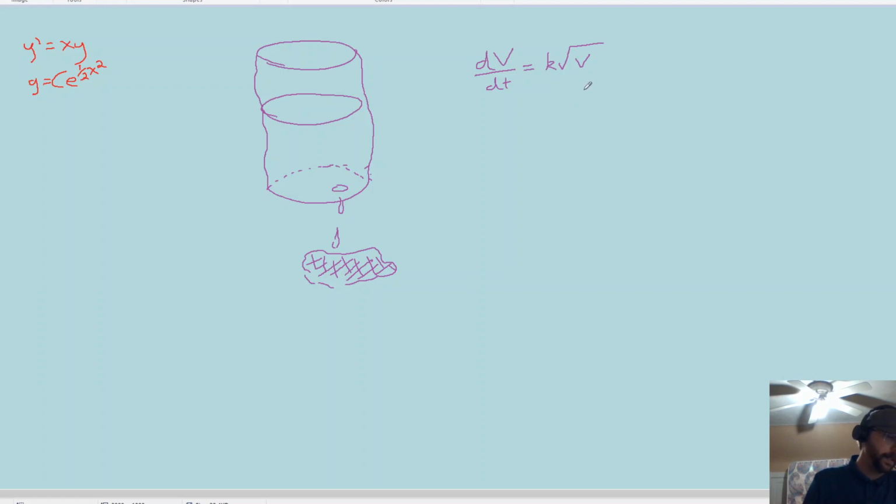So let's say the tank initially contains 300 liters of water and 50 liters leak out during the first day. So day 1, we have 50 liters that leak out. So when will the tank be half empty in days?